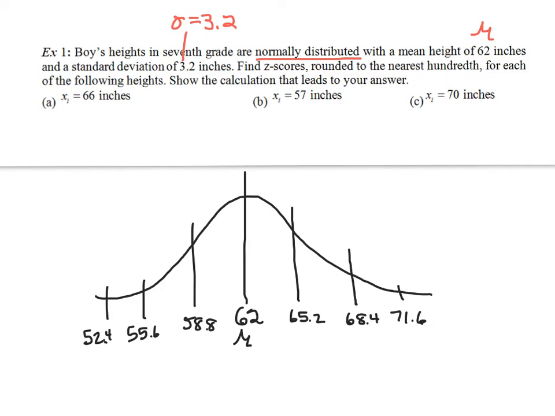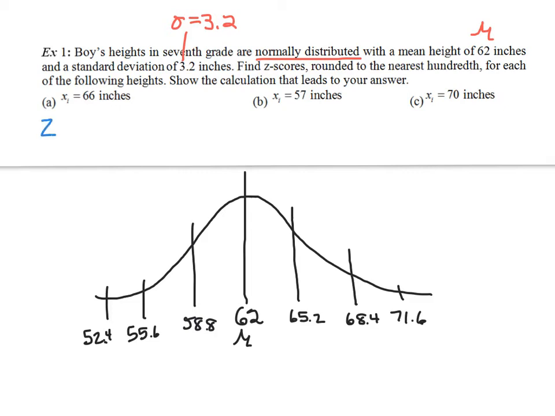We can look at this and say, well, 66 inches is going to fall somewhere around here. But we want to know exactly how many standard deviations that's going to be. I know that it's got to be bigger than 1 standard deviation, but smaller than 2, and it looks like it's going to be a little bit closer to 1. So let's go ahead and do the calculation to tell us that z-score.